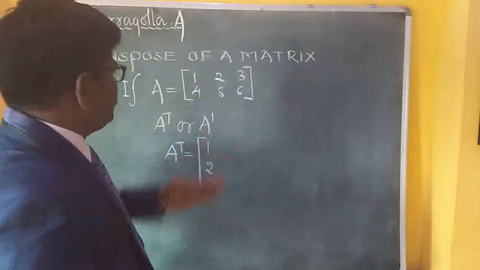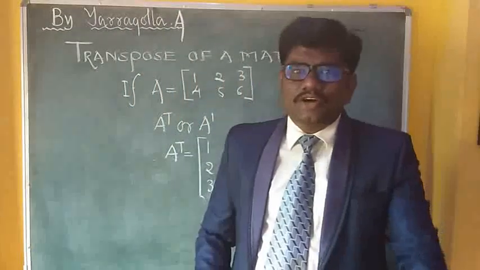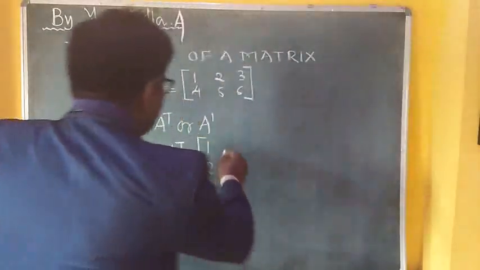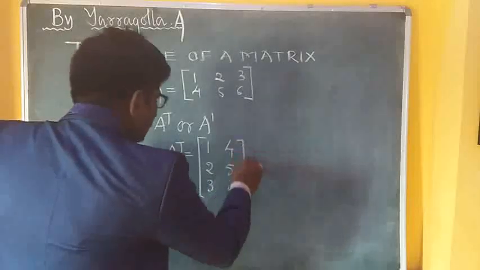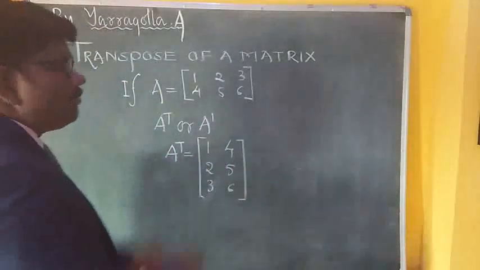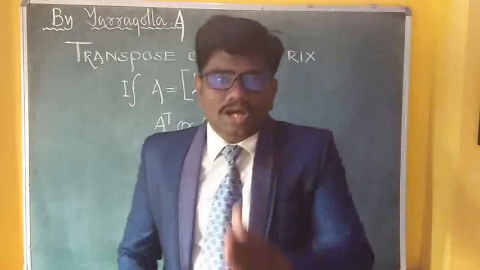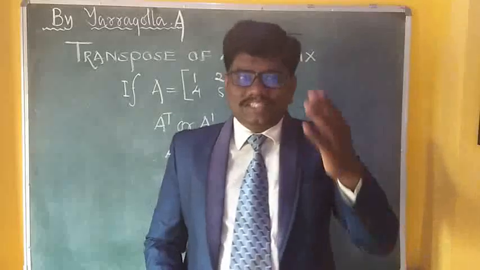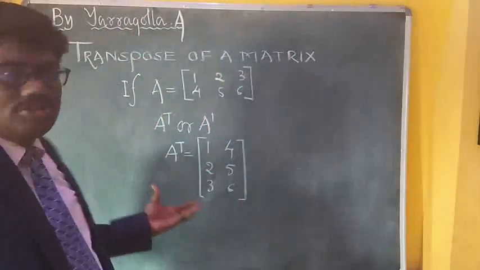Now the second row elements here are 4, 5, 6. Write them as the second column elements. So here 4, 5, 6. Now these are the second column elements. What did we do now? We have written the first row elements as the first column elements, and the second row elements as the second column elements. Now this is what is called a transposed matrix.